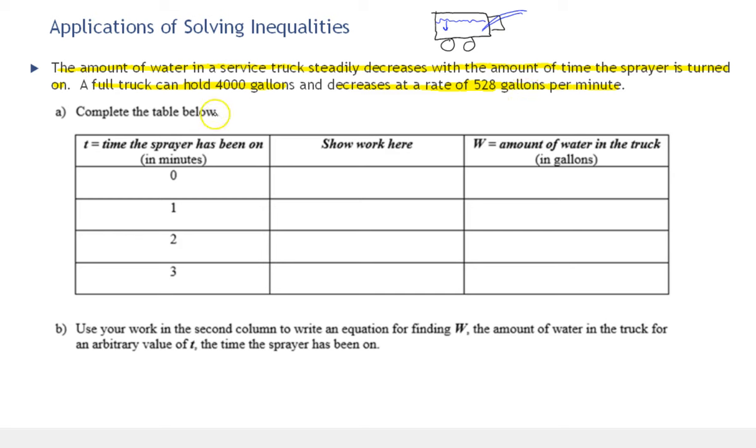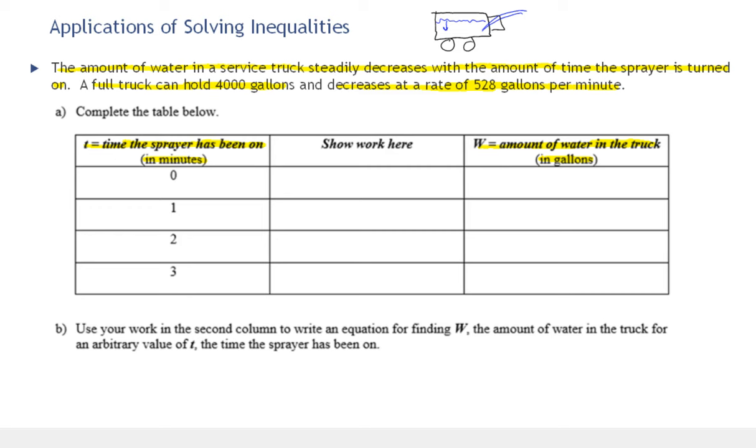So now we're asked to complete the table below. Okay, so we're given two variables. T equals the time the sprayer has been on, measured in minutes, and we have W equals the amount of water in the truck in gallons. And they explain that the longer the sprayer has been on, the amount of water decreases. Okay, so let's figure out some exact values given specific values of time in minutes. So notice we're looking at a variable as a changing value instead of a specific value. We're going to find how much water corresponds to 0 minutes, 1 minute, 2 minutes, etc.